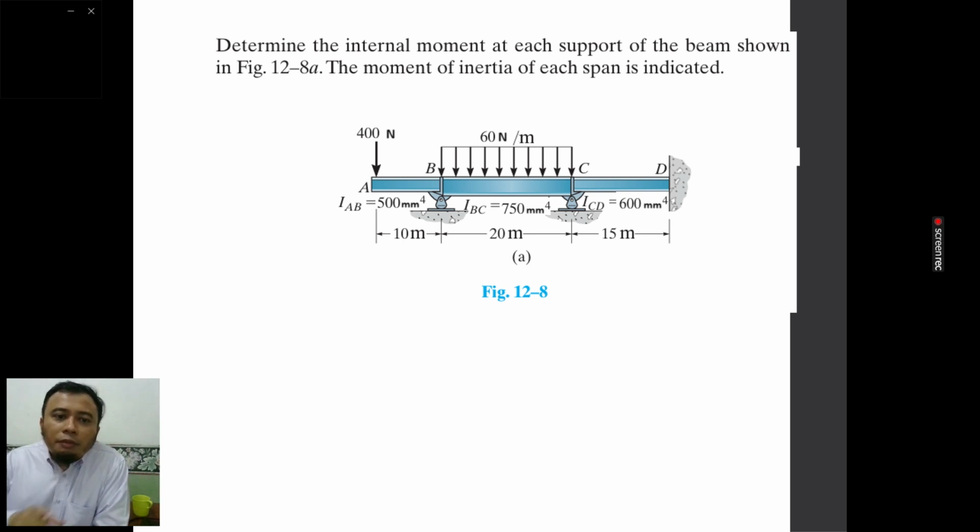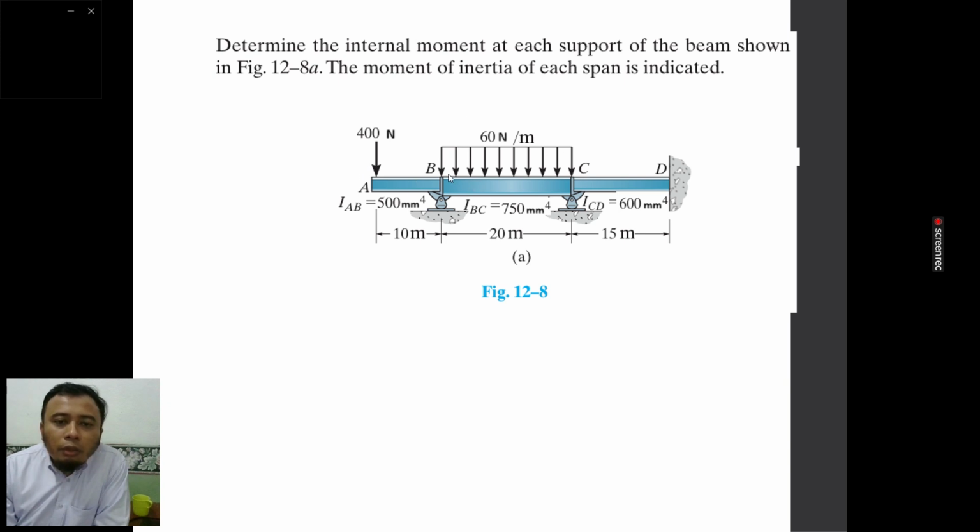So moment of inertia I is given, and there's a difference in IAB and IBC, which is different to what we've done before. We have a similar I and E. So in this one we have a different I. So we have a loading here at the overhang here, and 600.